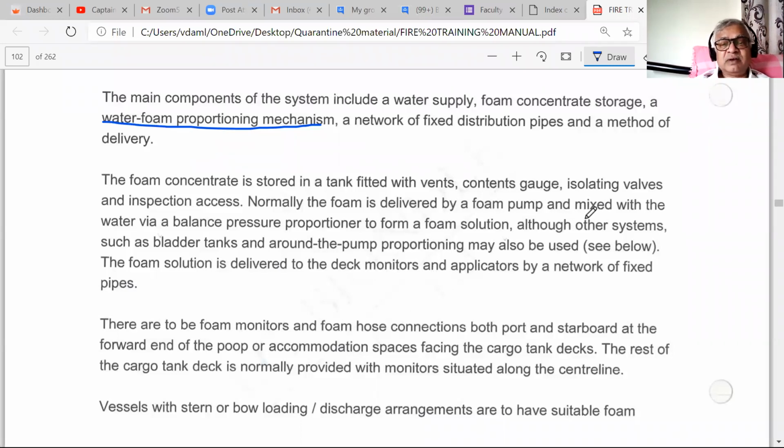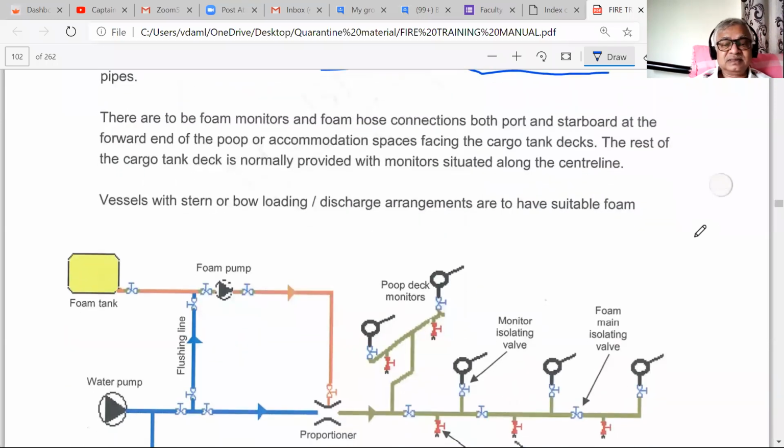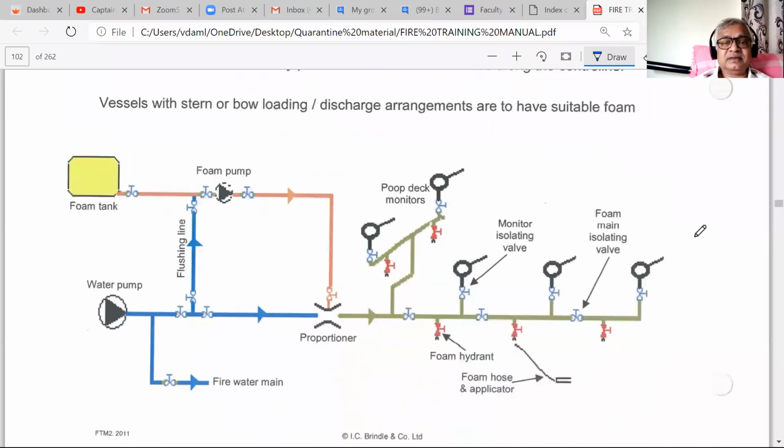Now, it's delivered by foam mixed with water and then it goes out. Okay. Variety of methods, but this is a standard one. Deck monitors and applicators, and then it is dumped on the deck. Okay. This is the typical diagram. This is the diagram you should be able to draw. Water pump. Now, water pump can also be giving water to firemen, okay? But we are using one section here.